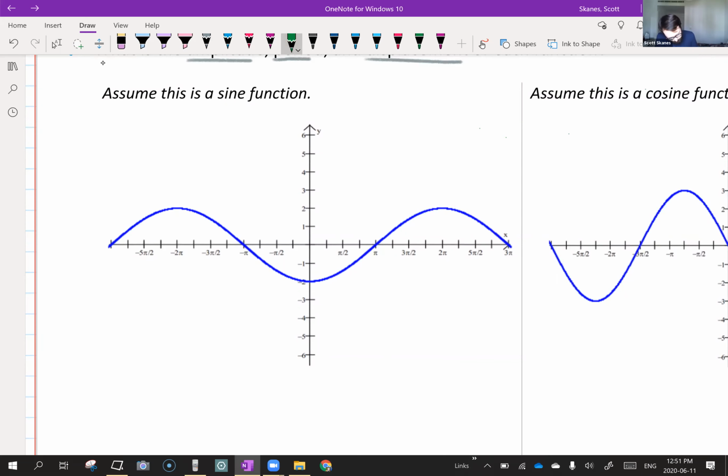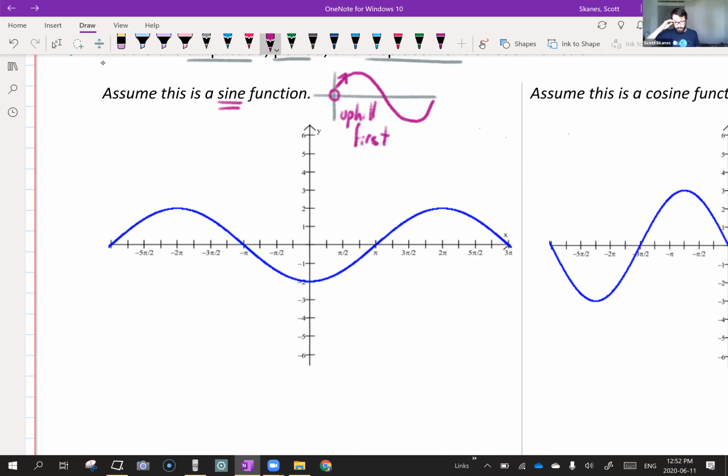I'll show you. If it's a sine function, then the original function should look like this. It starts at the origin, goes uphill first, and then down, and then back up. I'm going to call it uphill first. When it starts, it goes up.